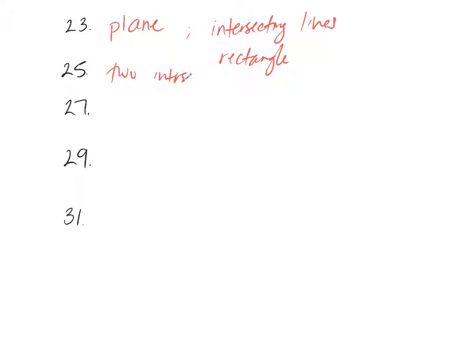So on 23, this was a part of the roof of, it looks like a doghouse or a small house possibly. And so it's a flat surface, so the best answer is a plane. However, if you're looking at the edges, which were highlighted, you could also call these intersecting lines. And although it's not a geometric term from this unit, you could actually call that a rectangle as well. On 25, it was 2 intersecting planes. But again, you could also call it intersecting lines.